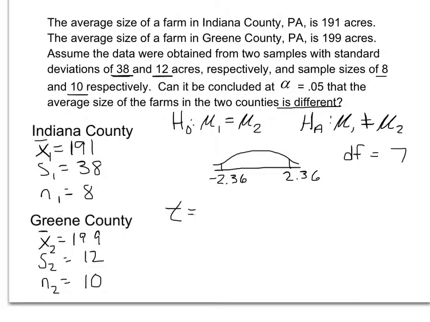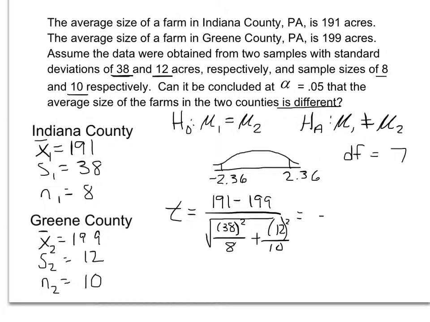I find my test statistic, which in this case is a t. Very similar to what I did if it was a large sample for my z-test. The only difference is now I'm basing everything off my sample deviations, the 38 and the 12. Again, be very careful putting this in your calculator. It's going to give you a negative 0.57 test statistic, which is clearly in my non-critical region.